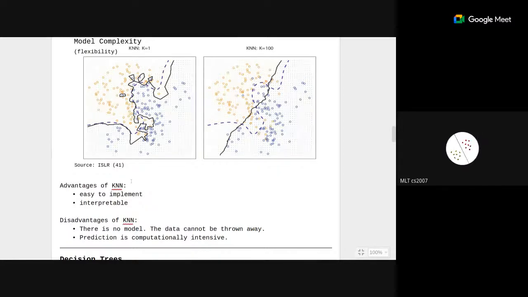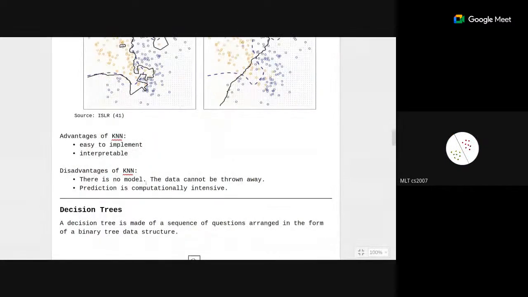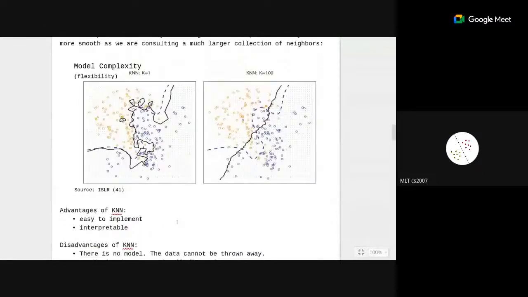So any other questions, or shall we move on to D-trees? So k represents the number of neighbors I am asking. Yeah, k in KNN represents how many neighbors you are querying before making a decision.